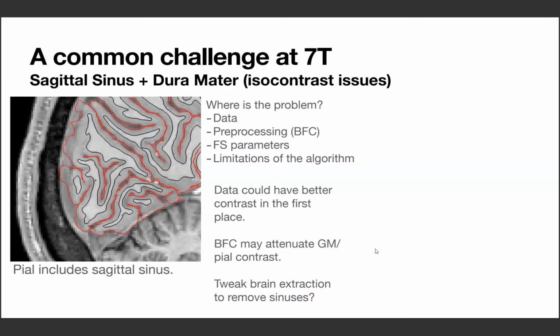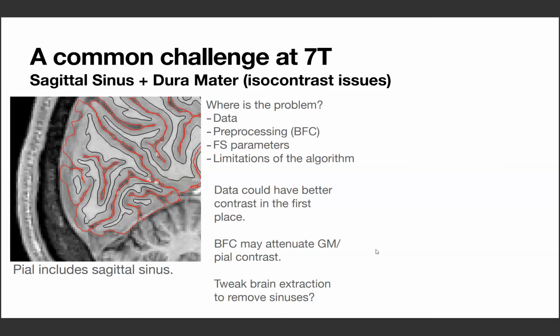Is the data the problem? We should have acquired maybe a data set that actually has a better contrast here so that this wouldn't happen. Is it the pre-processing? Did the bias field actually remove whatever contrast was present between these two, making the contrast even smaller? Is it the FreeSurfer parameters that we choose for the placement of the surfaces? Limitations of the algorithm? There are many things that we could have tweaked here to maybe try and solve this problem.